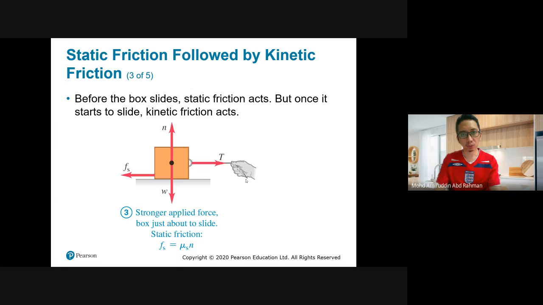Just before the board slides, the static friction acts, but once it starts to slide, the kinetic friction acts. When we pull it stronger, of course, the object will be about to move. The board is just about to slide. For the static friction, we have Fs equals mu s n.